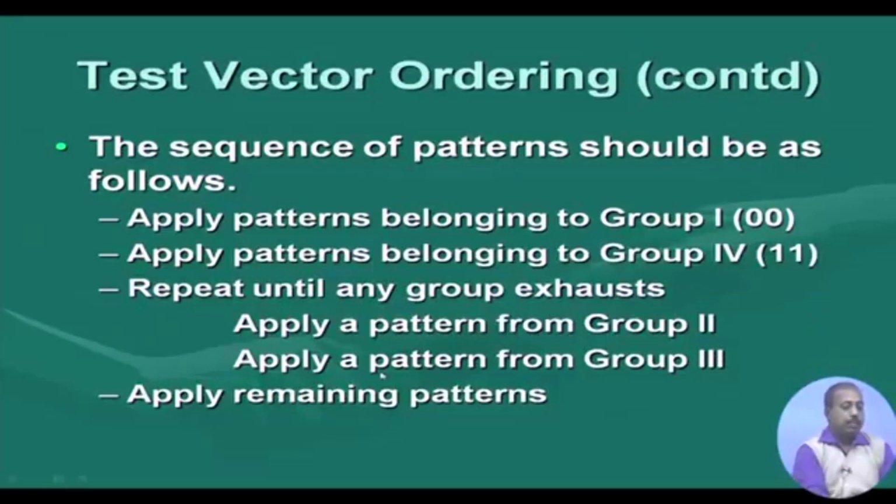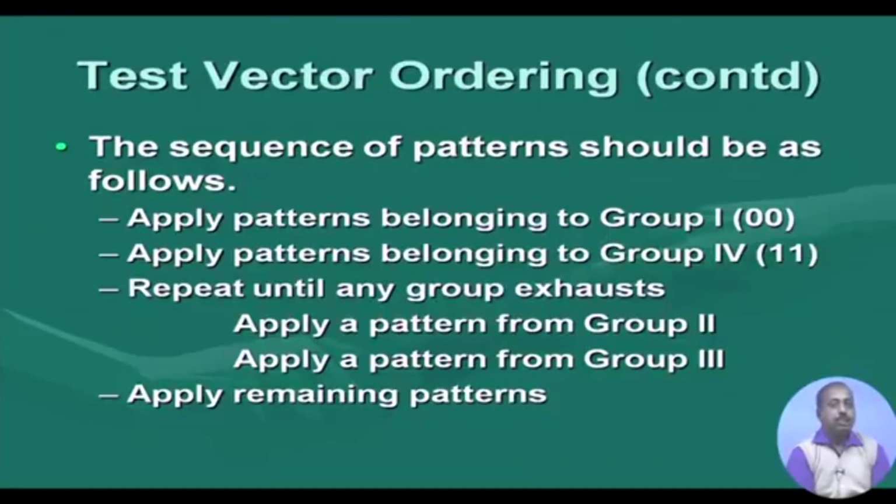After some time, one of these groups will exhaust. When you are alternating between group 2 and group 3, it is not necessary that the groups have an equal number of test patterns in them. So, the remaining patterns we have to apply, and those clashes will be generated. The clashes are generated only in the remaining patterns, whereas at the group 1 to group 4 transition, one clash will be generated and another at the remaining patterns. So, there will be very few clashes.